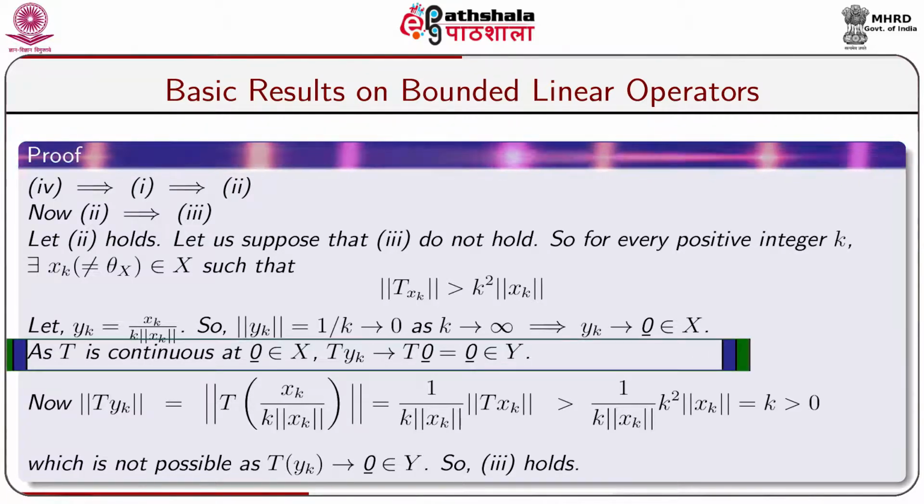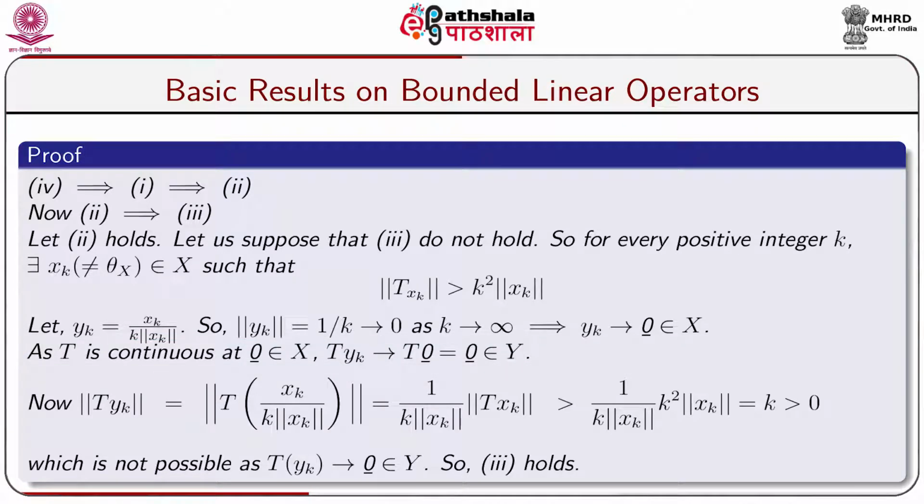As T is continuous at the 0 vector belonging to capital X, T of y_k goes to T of the 0 vector, which is equal to the 0 vector of capital Y. Now, norm of T y_k is equal to norm of T of x_k by k into norm of x_k, which is equal to 1 by k into norm of x_k into norm of T x_k, which is again greater than 1 by k into norm of x_k into k square into norm of x_k, which is equal to k and greater than 0, which is not possible as T of y_k goes to the 0 vector in capital Y. So, 3 holds.